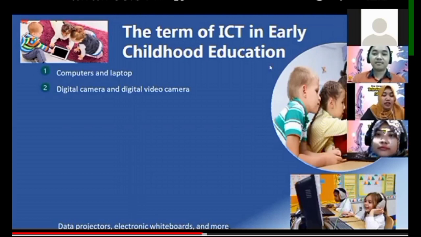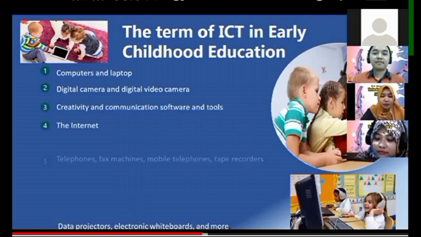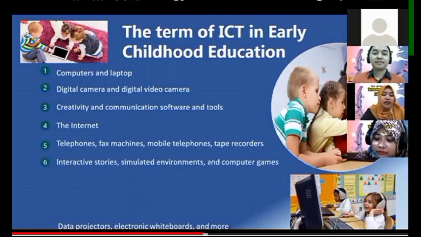And then the second one is digital cameras and digital video cameras. The third is creativity and communication software and tools. And then the internet, which is very popular. Of course, it is the main tool for accessing social media, such as Facebook, Instagram, and YouTube, because those kinds of social media are also sources for children in learning. Especially in this pandemic era, schools give assignments for children to watch YouTube, for example.